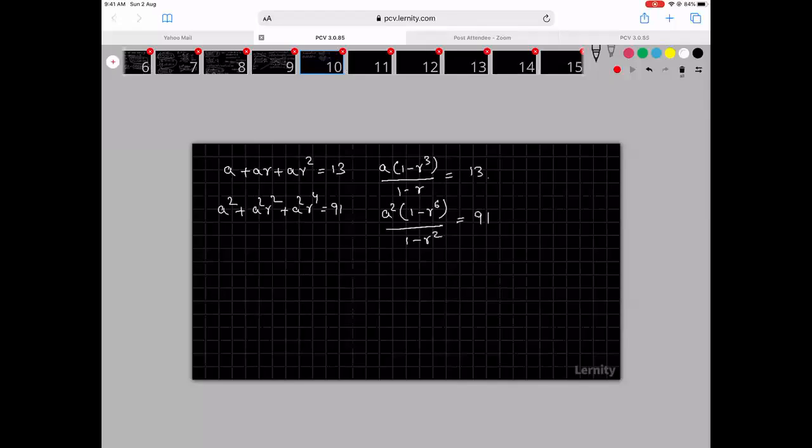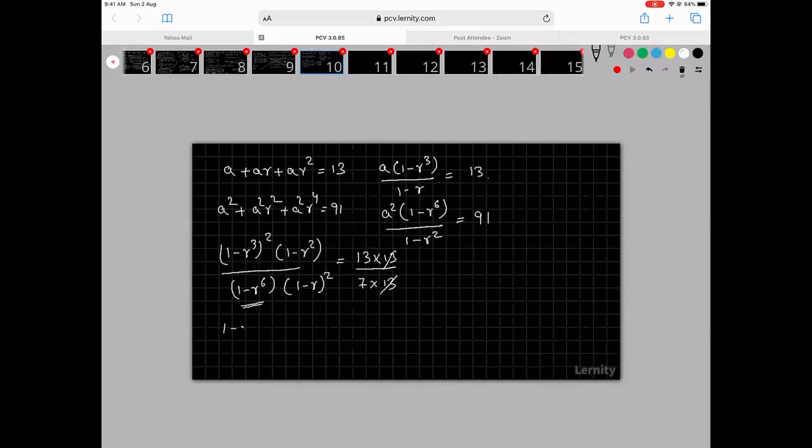Okay, now I'm going to square these and divide them. So when I square these and divide them, the A squares will get cancelled. So I'll get 1 minus R cubed whole square into 1 minus R square divided by 1 minus R power 6 into 1 minus R whole square. This is equal to 13 into 13 by 7 into 13. 13 gets cancelled.